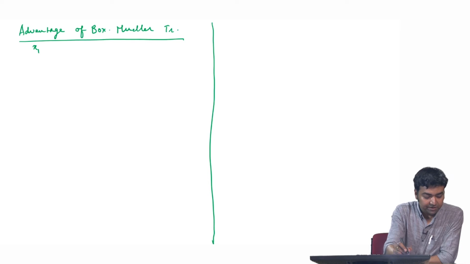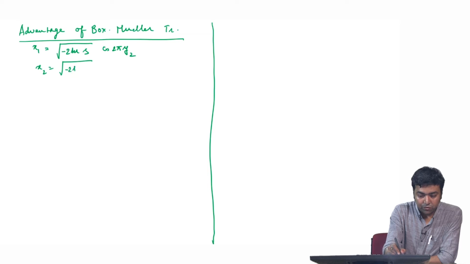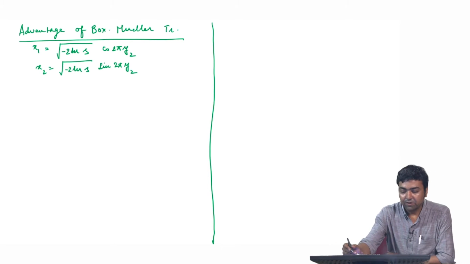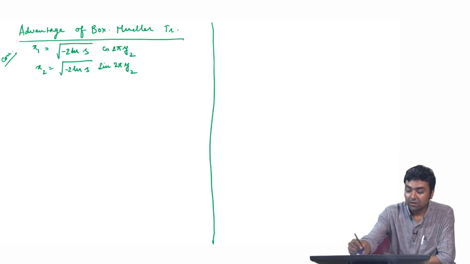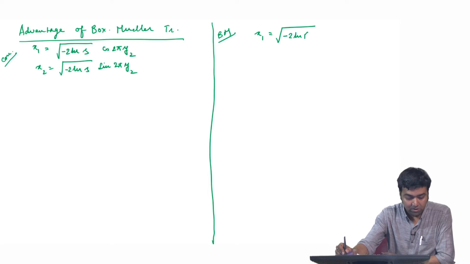Okay. So, to look into that, let me just write down the two expressions which I have. The conventional one is x1 equals root over minus 2 log s cos 2 pi y2, and x2 equals root over minus 2 log s sin 2 pi y2. And this is the conventional one, and this is my Box-Muller, where I have x1 equals root over minus 2 log r square times v1 by r, and x2 equals root over minus 2 log r square times v2 by r.